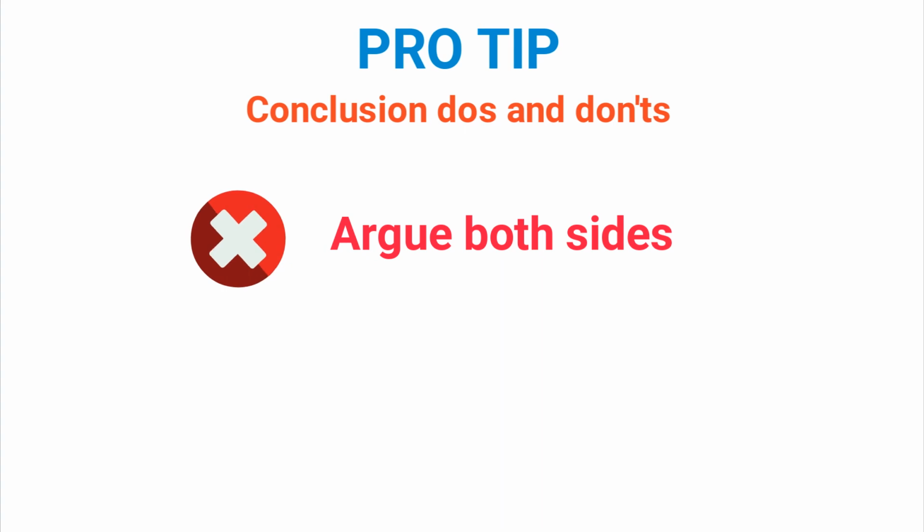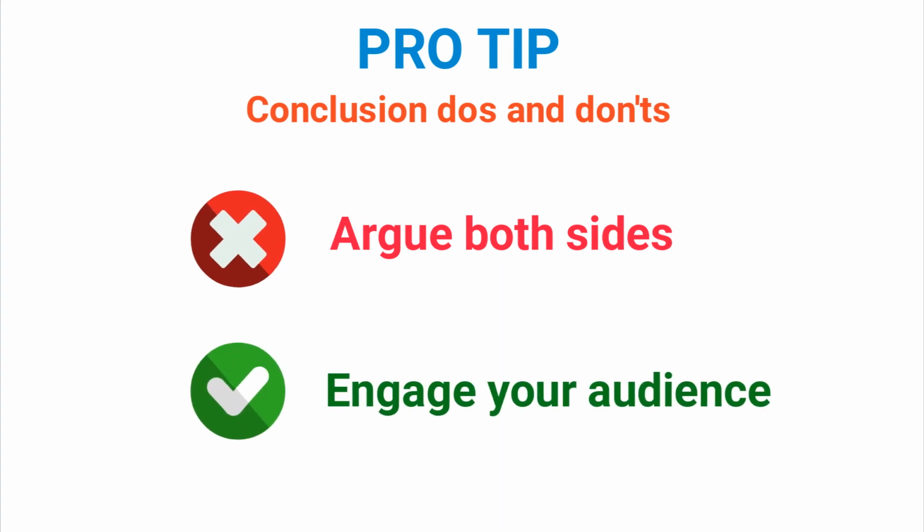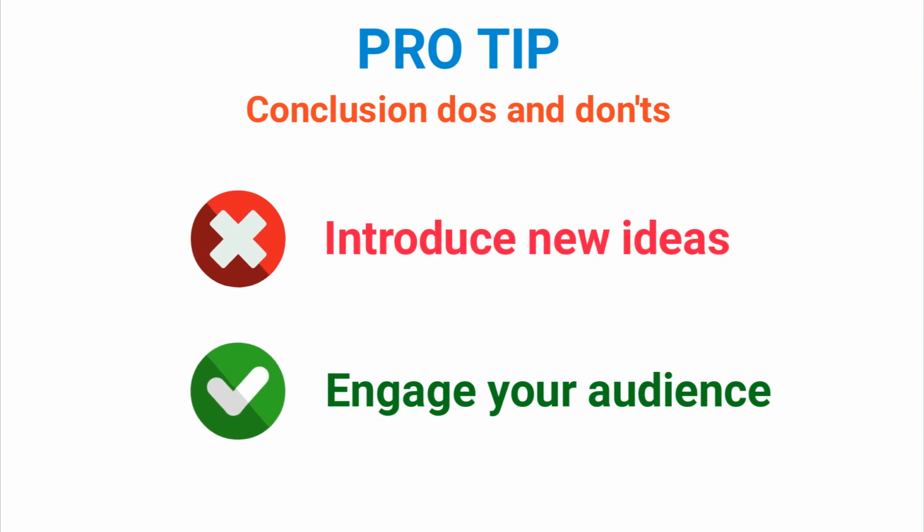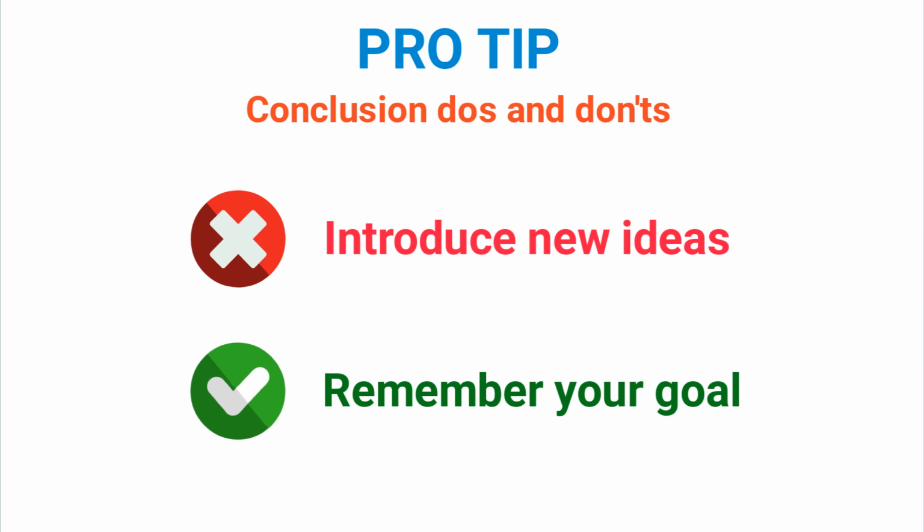Don't make the mistake of arguing both sides. Do engage your audience with a passionate voice. Don't introduce new information in the conclusion. Do remember your goal is to convince the reader your side is correct.